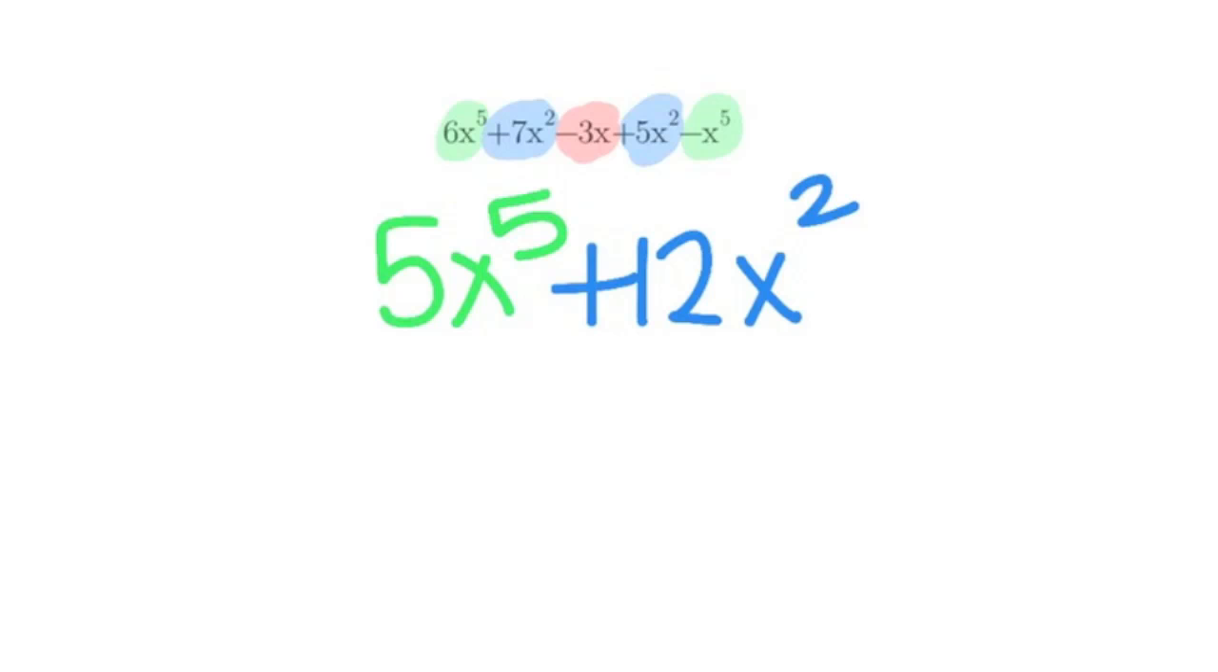And then lastly, I have that negative 3x. Since I can't actually do anything with that, I just leave it at the end. And so right there, when I combine those like terms, I get 5x to the 5th plus 12x squared minus 3x.